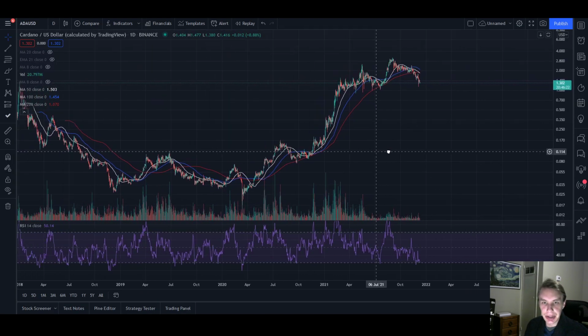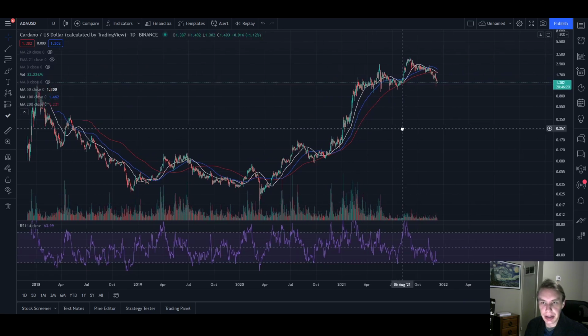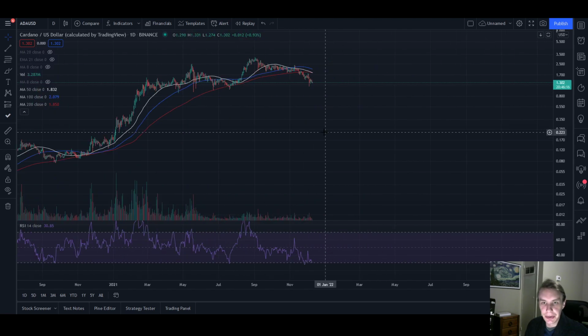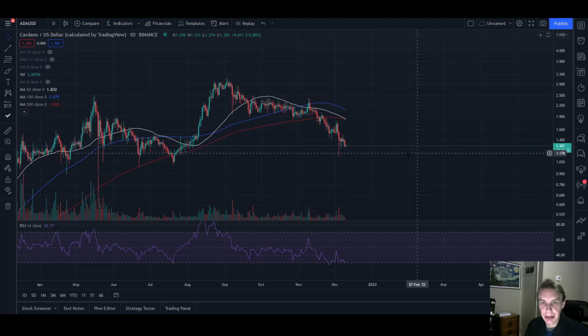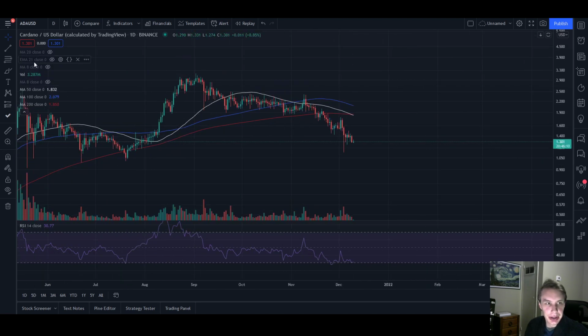Now, to wrap us up, I want to talk a little bit more just about ADA's recent price action and some things to be keeping in mind. So the first thing I want to talk a little bit about is just some of these key moving averages. So I'm going to get rid of the 100-day, keep the 200-day.